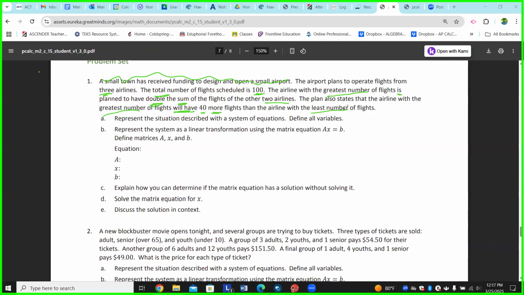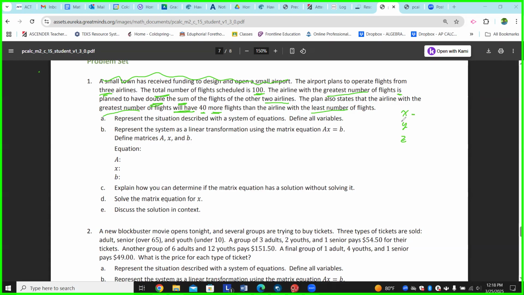All right. So in part A, it says represent the situation described with a system of equations to find all variables. How many variables do I have here? It has 3. We saw that in that very second sentence, you're right, where there is 3 airlines. All right. So does it tell us what each airline is called? No, but it does give us a little bit of information. We have 3 airlines. Call them whatever you want. What do you want to call them? Perfect. Airline X, Airline Y, Airline Z. All right. Good.